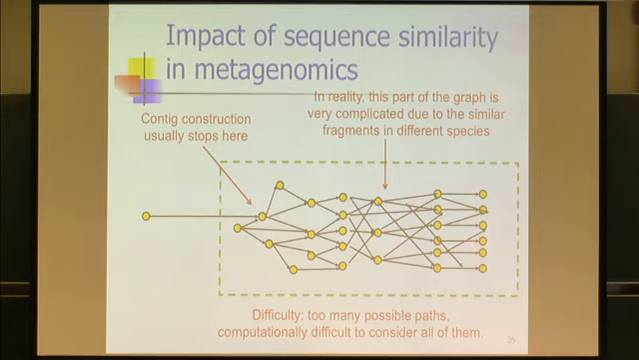Many assemblers try to enumerate the possible paths here and then use paired-end data to support which path is good and which path is bad. But in the real situation, there will be too many possible paths, so it becomes computationally difficult to enumerate all of them. This is basically the first problem.